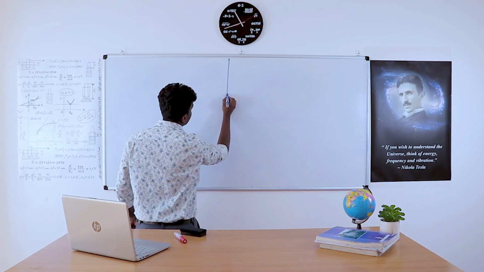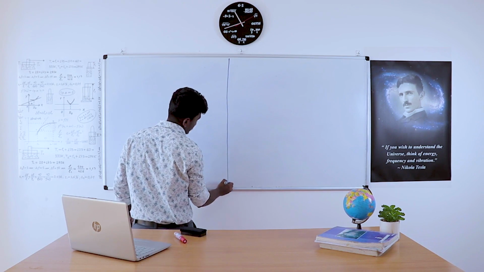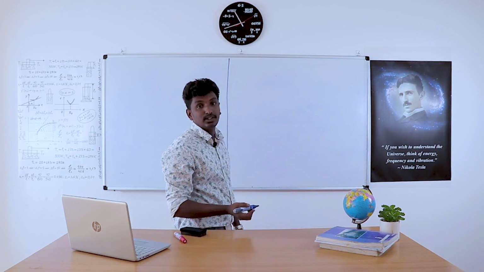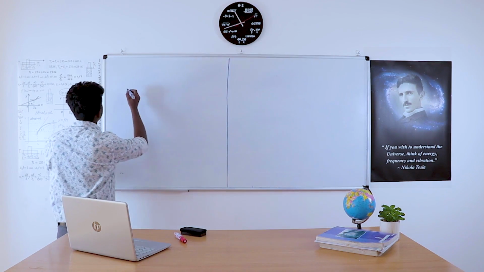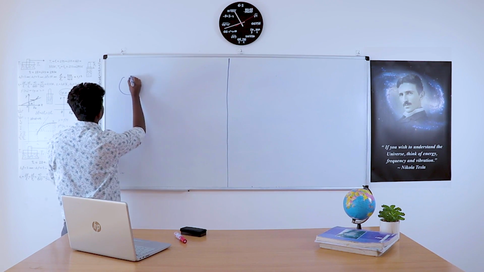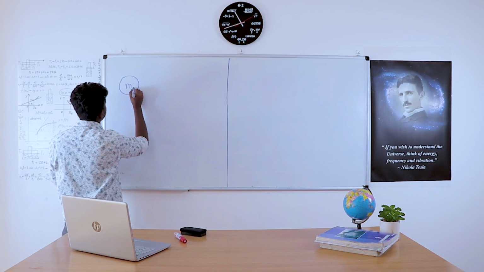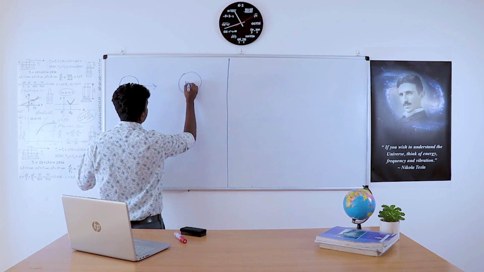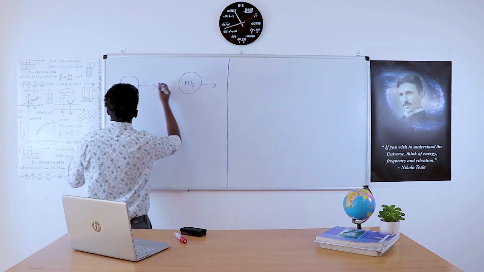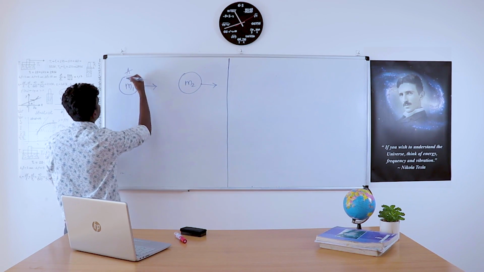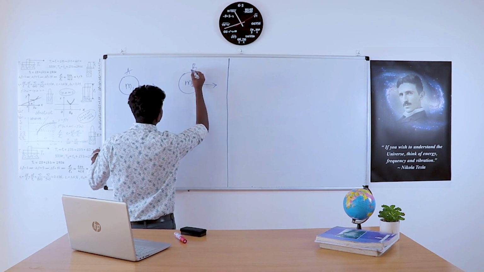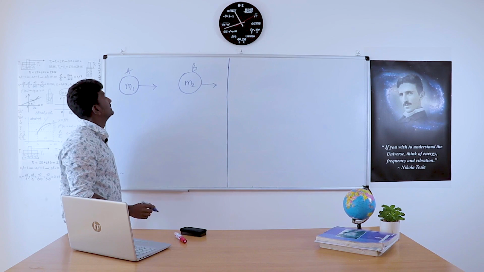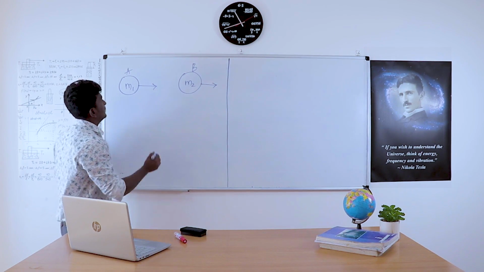Just dividing it into two, we are going to prove the conservation of momentum. Consider two objects having masses m1 and m2. Let the first object be named A and the second one be named B.